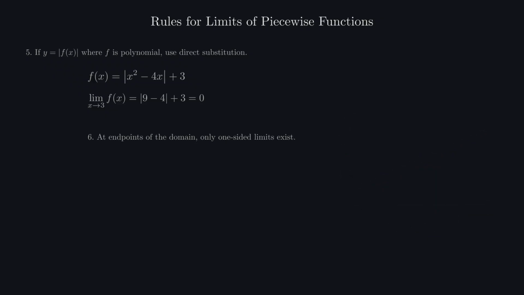Rule number 6, endpoint behavior. When a function is defined only on an open or closed interval from a to b, something special happens at the two ends. At the left endpoint a, the function only exists to the right of a, so we can only discuss the right-hand limit. The left-hand limit and the two-sided limit do not exist here.